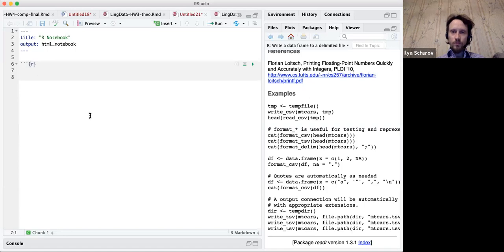So we will again use the data set. We probably already used it. This is called HSB2.